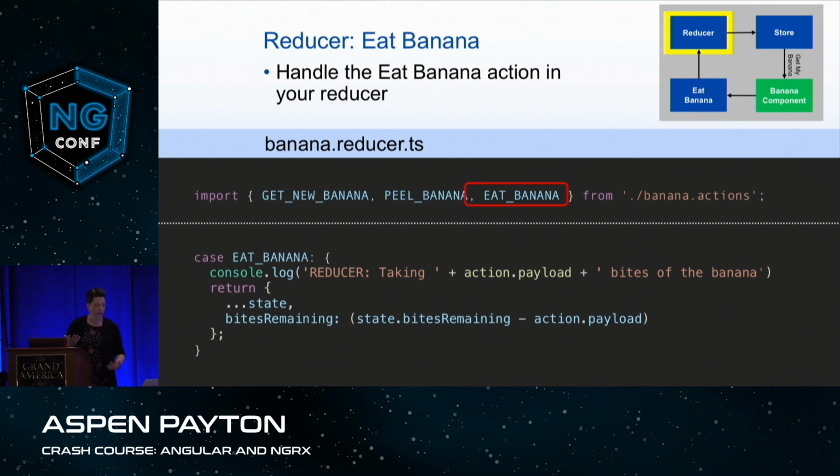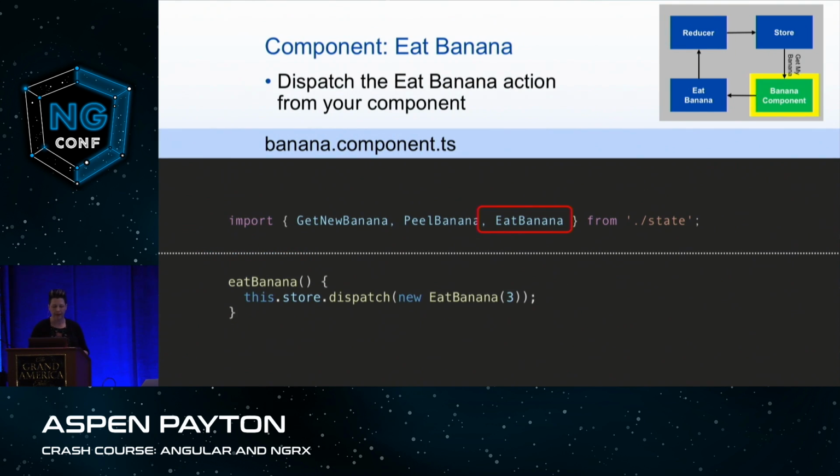So the last thing we need to do, just like when we added our peel banana action, we need to dispatch this action from our component. So we're going to import our eat banana action, and then within the existing eat banana function, we're going to dispatch the action. And we're going to pass in that we're going to take 3 bites of our banana as the payload.